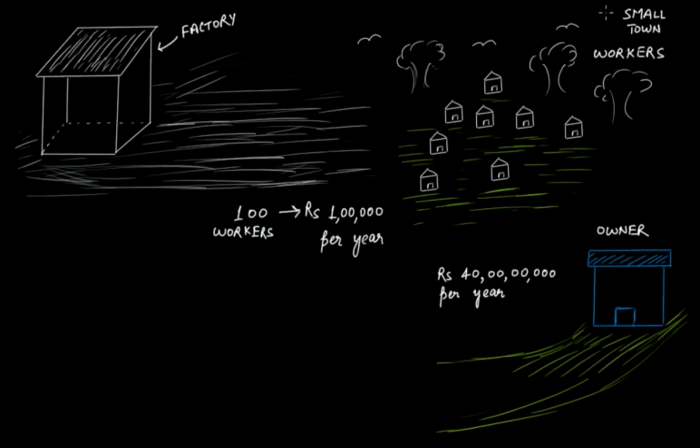Suppose in a small town you have a very big factory, and workers live in that small town. There are a total of 100 workers. Each worker's salary is 1 lakh per year. Per annum their salary is 1 lakh. In the same small town, one of the owners of that factory lives there. Let's say that there are a total of 4 owners of that factory, but one owner lives there and his or her salary is rupees 40 crore per year.